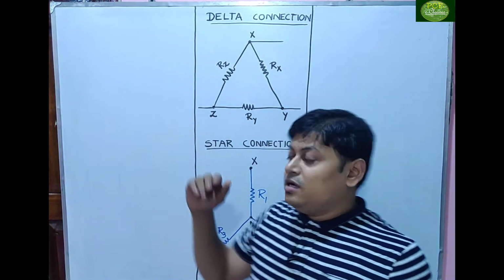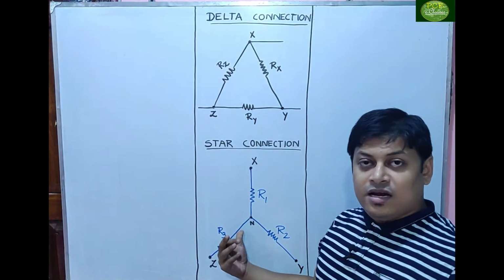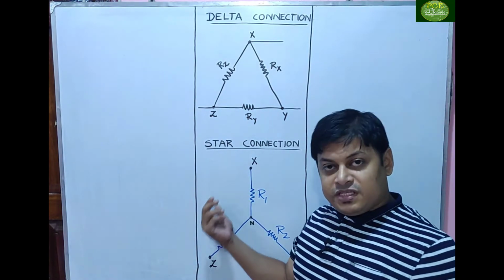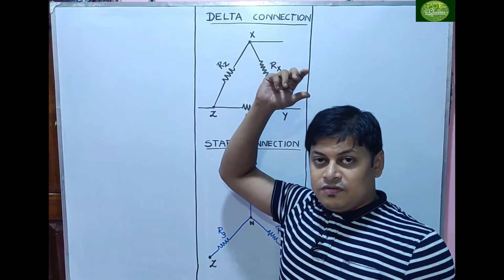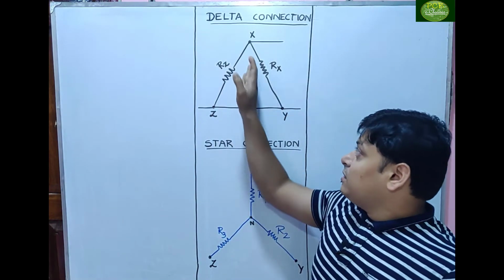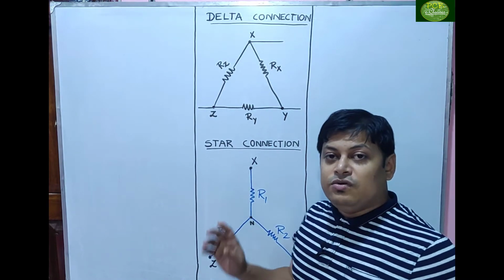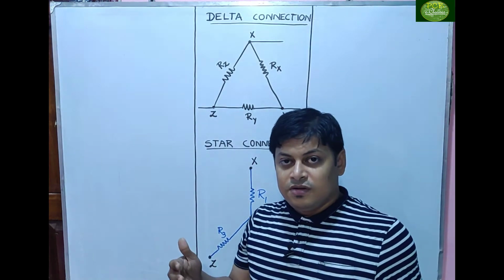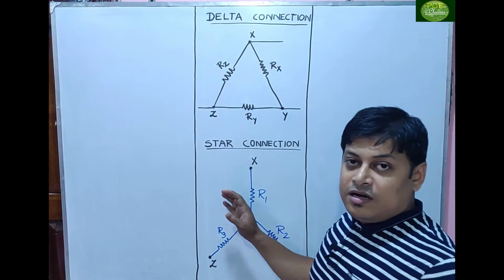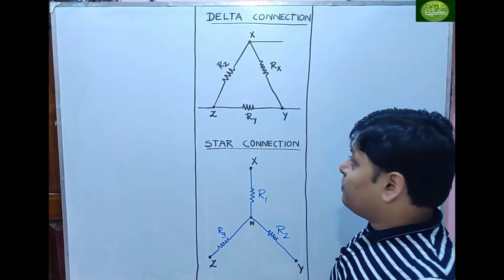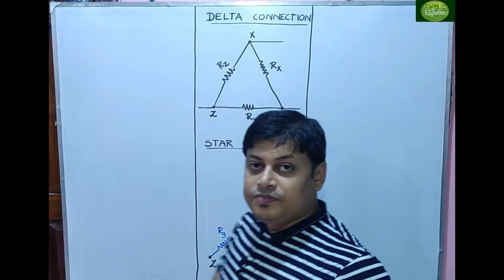So in order to reduce that confusion, we have a solution that we can convert. If a delta is there, then we can convert it into the star. If a star connection is there, and we are facing a problem, then we can convert it to delta connection. Fine. So both connections are given in order to reduce our effort. Fine. So first we will look at the delta and the star conversions. That means first I will deal with the delta to star conversion.